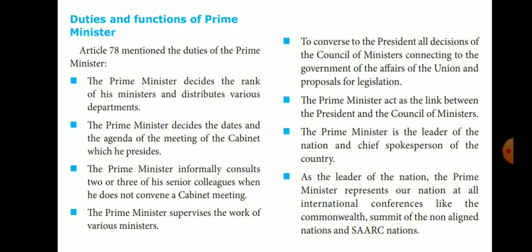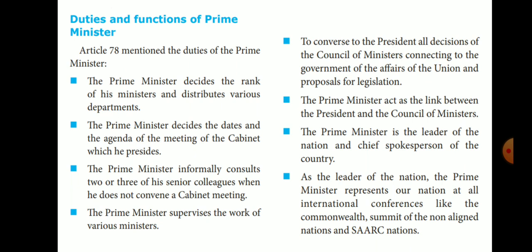Duties of the prime minister. Well, this is one of your detailed answers. So mark this and move on to the third detailed answer. A very important question, that is, duties and functions of the prime minister. It has been mentioned in Article 78. The Prime Minister decides the rank of his ministers, that is, what position has to be given to them, or what portfolios have been given to these ministers. He distributes the various departments, that is, the portfolios.